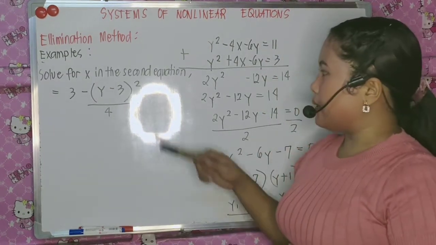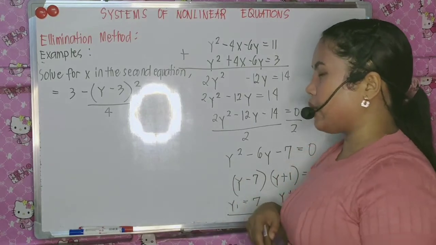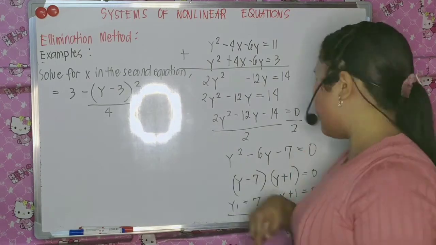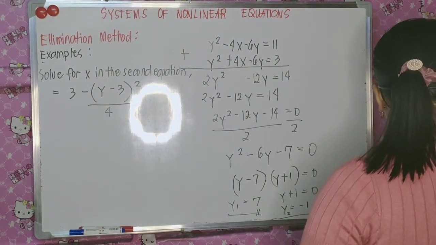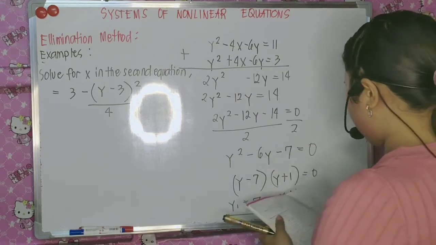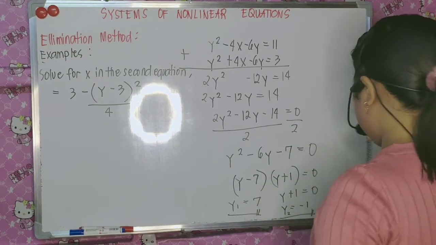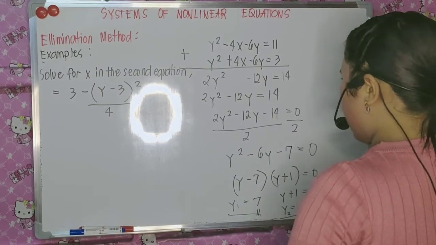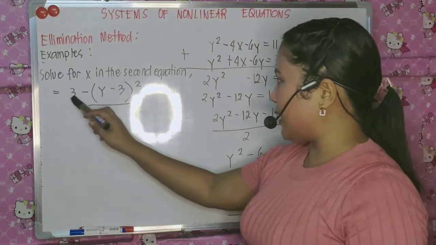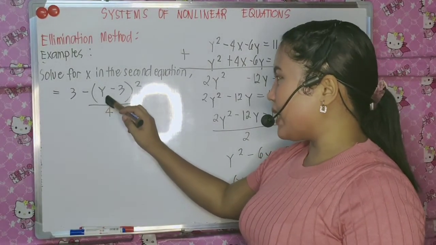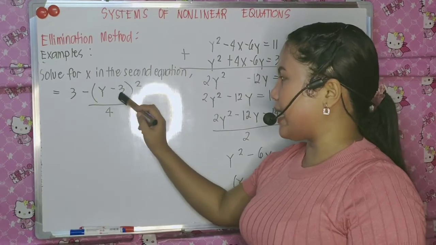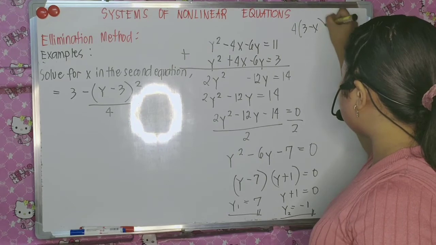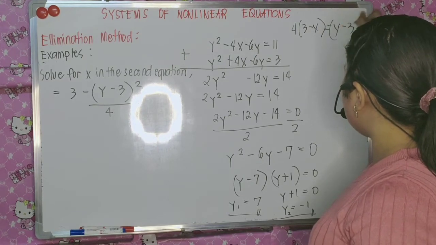So, next step, solve for x in the second equation. So, yung second equation natin is 3 times or 4, tama ba? Yung first equation natin is, or yung second equation natin is, na-erase ko na kasi. Okay, so yung second equation natin is 4 times 3 minus x equals y minus 3 squared. So, ayan, naging ganito siya. So, gamitin natin yung y minus 3. Bakit? Kasi, isulit ko nga, di ba ito yung natin? 4, then 3 minus x equals y minus 3 squared.